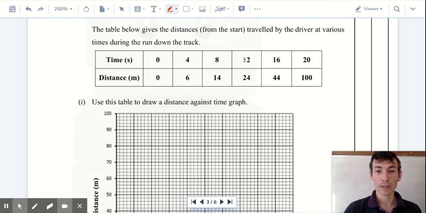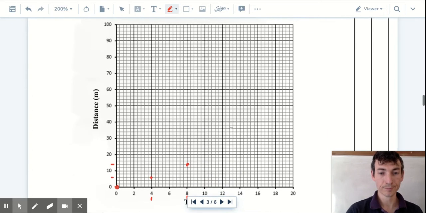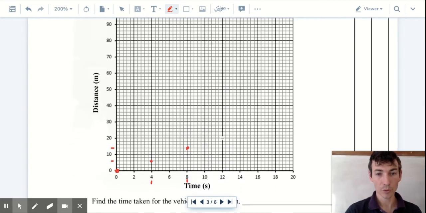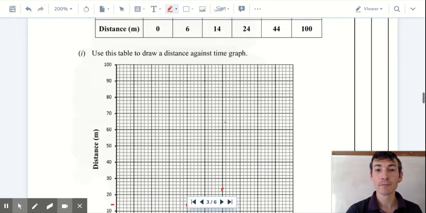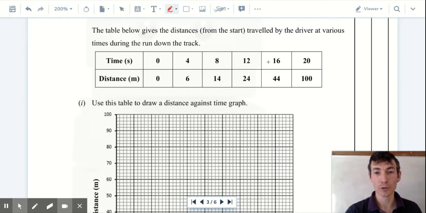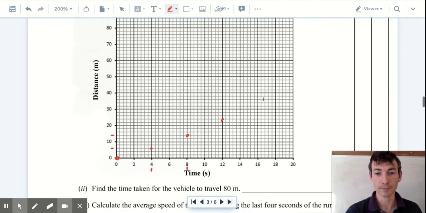Okay, 12 seconds and 24 meters. So there's 12, and bring that up to 24. So that's 20, 22, 24 is right there. Now, we need to go to 16 seconds and 44 meters. There's 16 seconds, and we need to get all the way up to 44 meters. So we're looking on our scale here. There's 40, so that would be 42. 44 would be right there.